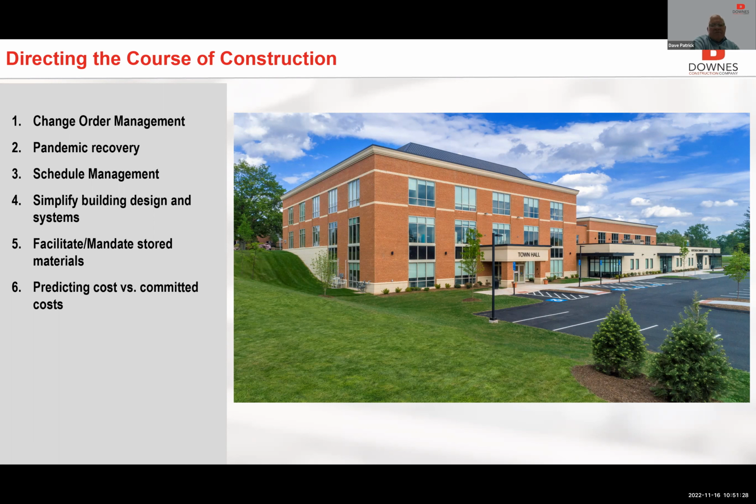And then predicting cost versus committed cost. We talk about this all the time. When you go through the process of doing a schematic design estimate, and then a design development estimate, and then a construction document estimate, keep in mind that those are predicting costs. Those are always estimates. To the extent that you can get your project out on the street, get it subcontracted, and get to a committed cost, that's when you can really start to control what happens within that budget. So those are just some high level points on directing the course of construction.